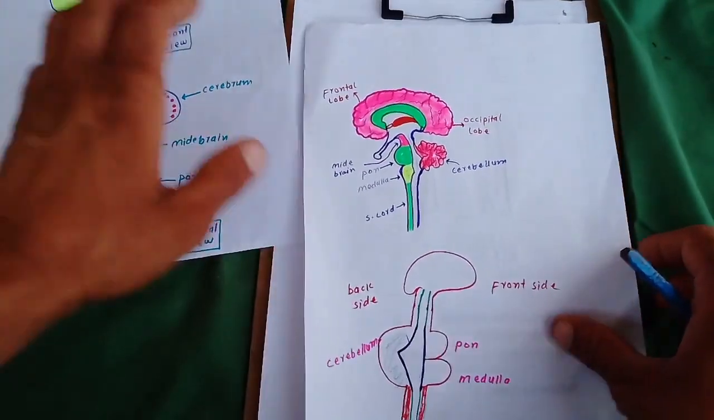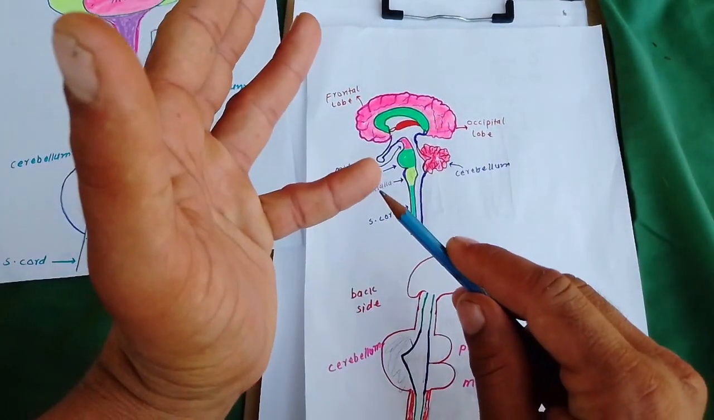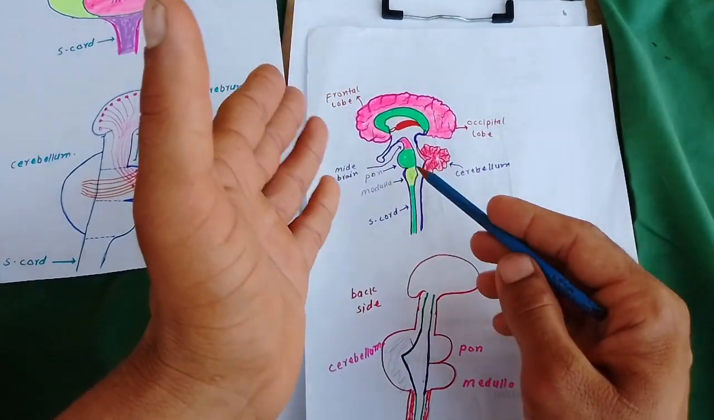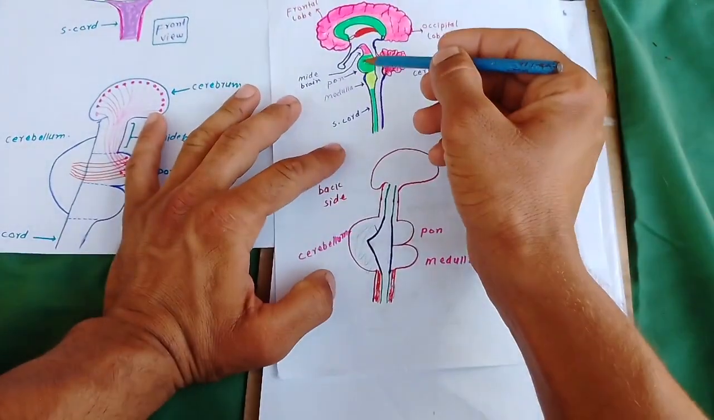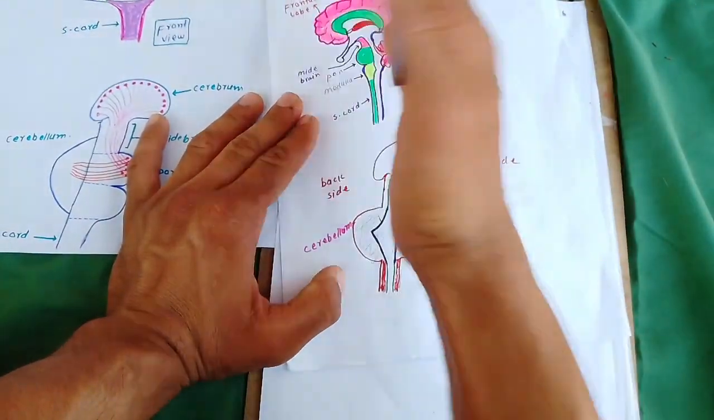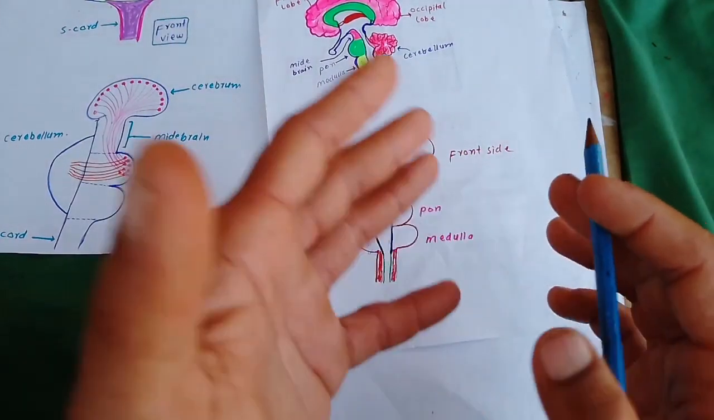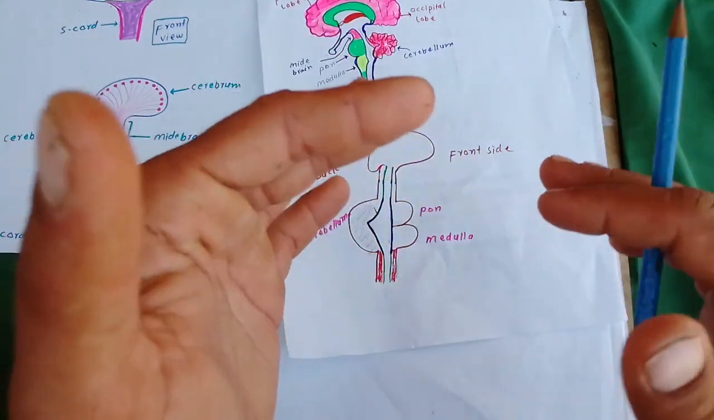Another part is the pons. This is the medulla, and this is the pons. What is the pons? The pons is the part of the brainstem which is present above the medulla and below the midbrain. Pons is the part of the brainstem, and the pons is like a bridge.